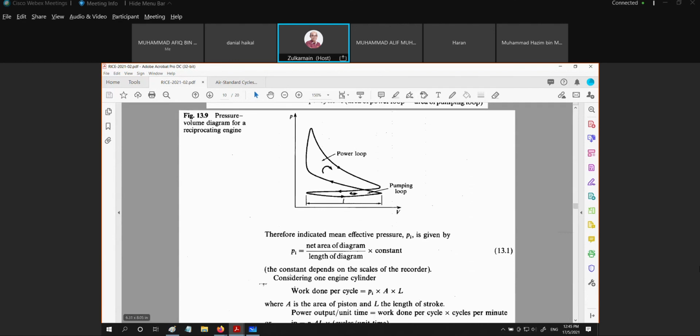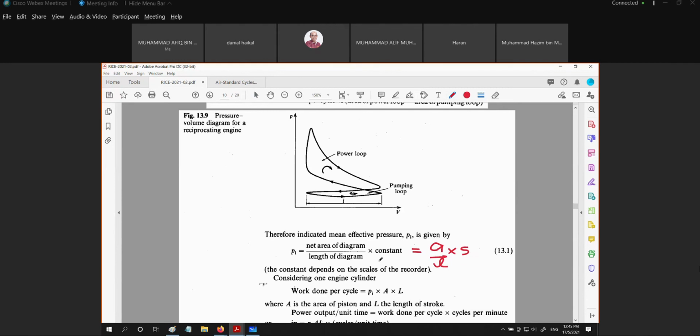And then we have the PI. The PI is the net area of the diagram divided by the length, which is what I have given just now. This is equal to A over L times S. The net area of the diagram divided by the length of the diagram. The net area should be this area minus this area. This is the length of the diagram. Then times the constant. What constant? The spring constant, the scale used to record. It all depends on the stiffness of the spring. So this is what we have.